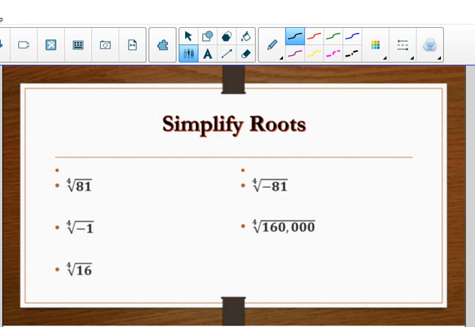Then looking at the fourth root of 81. Well, I know that 3 times 3 gives me 9, and another 3 times 3 gives us 9. So that means 9 times 9 is 81. So the fourth root of 81 would be 3.